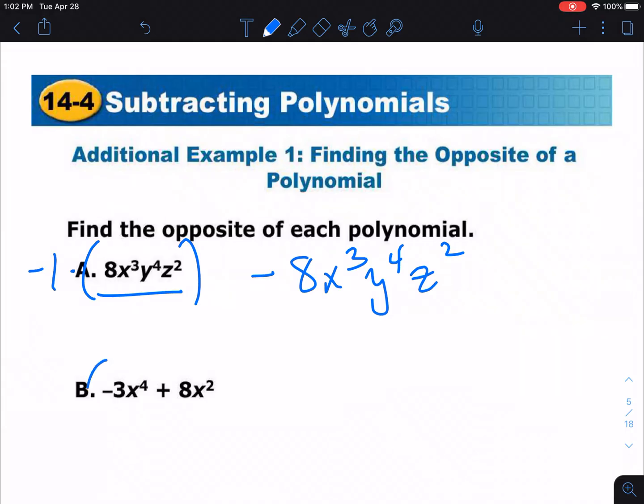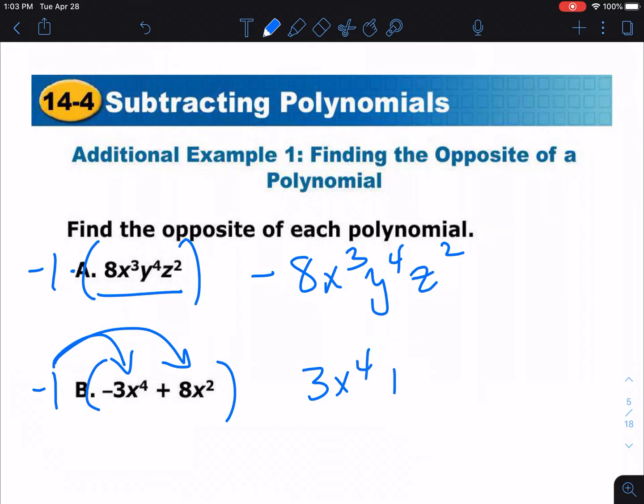Now, if you have a binomial, it's a little bit different. But we're still going to do the same thing. We need to multiply this binomial by negative 1. But this time for a binomial, we're going to use the distributive property to pass out the negative 1 to the negative 3x to the fourth, and pass out the negative 1 to the 8x squared. So when I multiply the negative 1 by the negative 3x to the fourth, I just get 3x to the fourth power, plus, and then I pass the negative 1 to the 8x, and I end up with negative 8x squared. So this is one way of looking at it. The other way of writing this would be 3x to the fourth minus 8x squared. Both of those are the same thing.